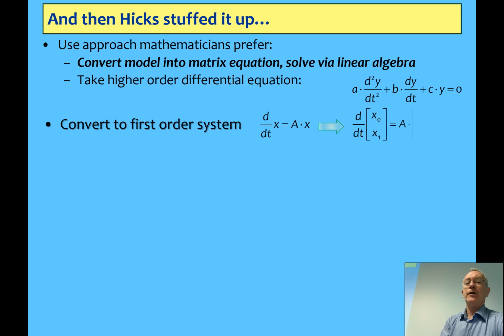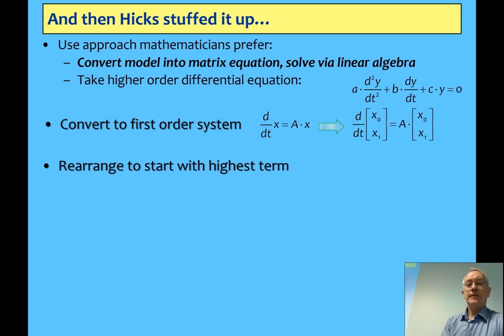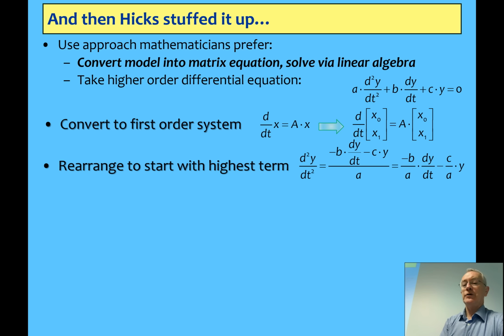What you do is you define what you want to get, what you can call a vector differential equation: d/dt of x, where x has two elements, is some matrix A multiplied by the value of x. Okay? So that's the expression. That's what they're aiming to do. So you rearrange it so you start with the highest term there. You now say that the second order differential is going to be minus b multiplied by dy/dt, minus c times y, divided by a. And that's just rearranging the equation so you've got it in terms of the second differential.